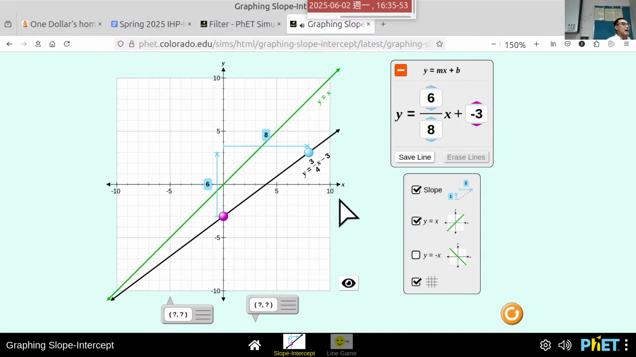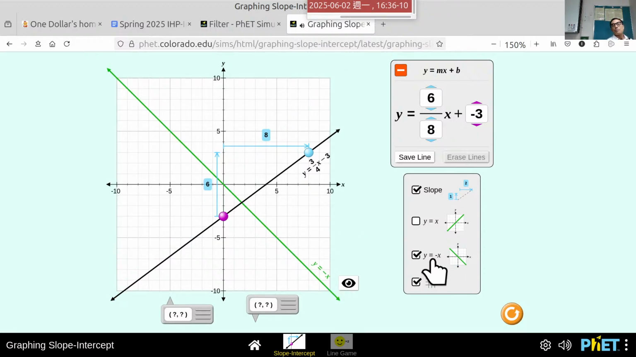And for this green line, the equation is y equals x. Y equals x goes through the point 0, 0. And when we select the line y equals minus x, then the slope is left is high, right is down, and it goes through the 0, 0 point.